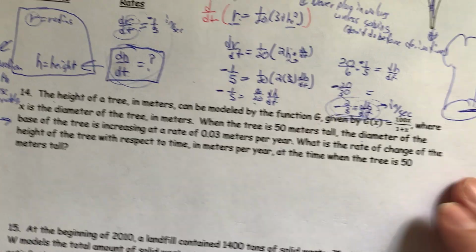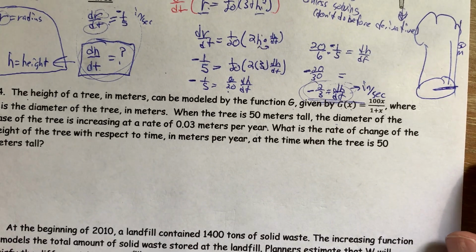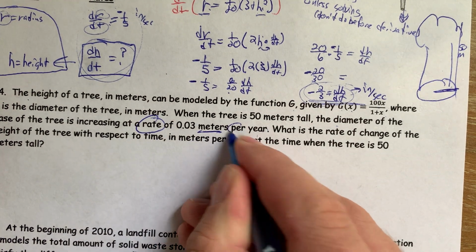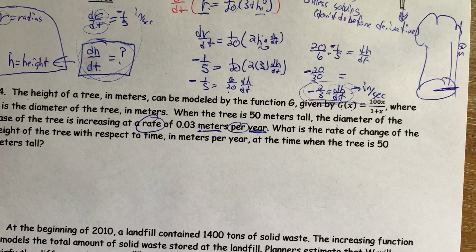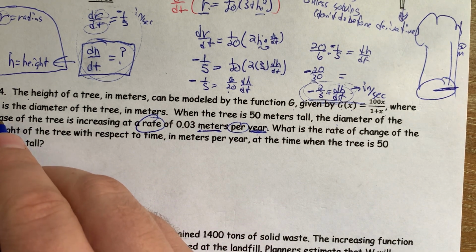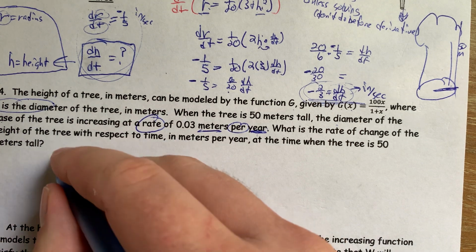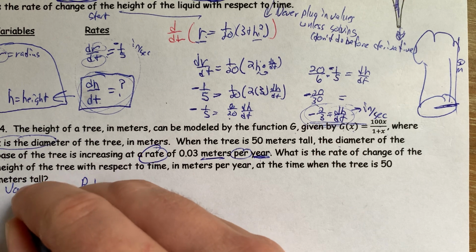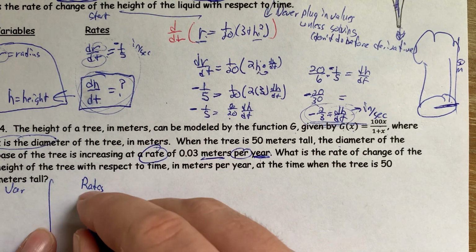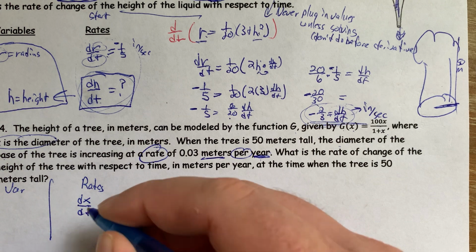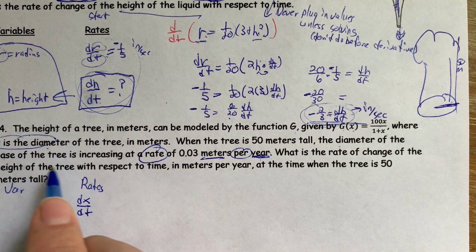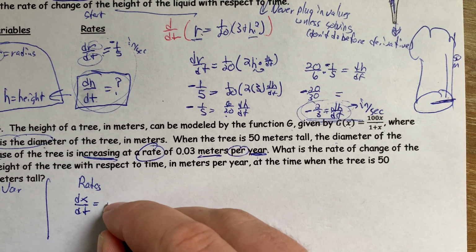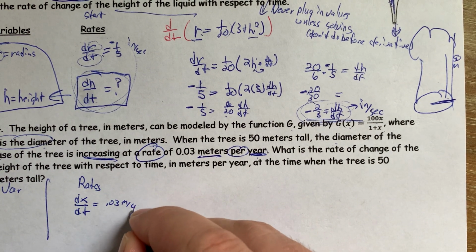Now, this should be your tip-off right away that this is a related rates problem. Why? Well, it tells us it's a rate. We've got meters per year. And so this is, what was the diameter of the base? The diameter is x. So I always like splitting it up into rates and variables that go with those rates. The rate is dx dt. The x is the diameter. This is the change in the diameter. The diameter is increasing at a rate of 0.03 meters per year.